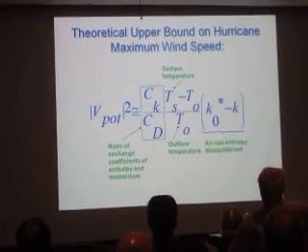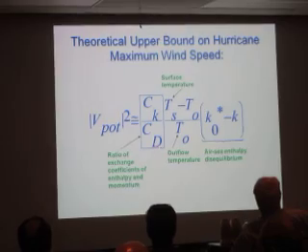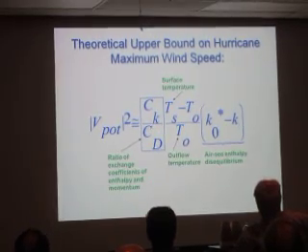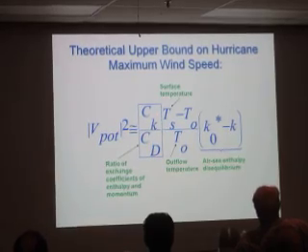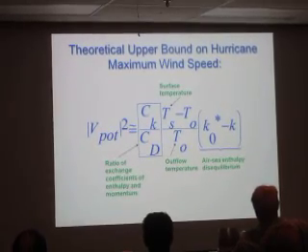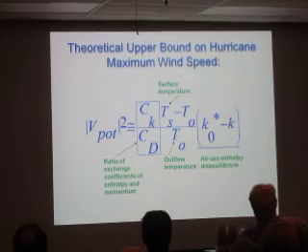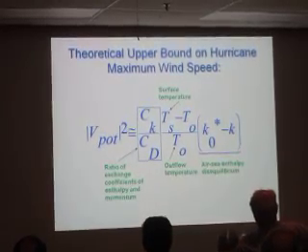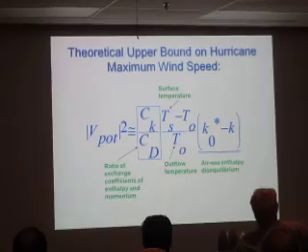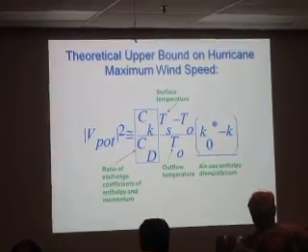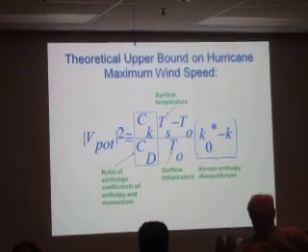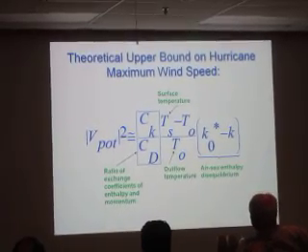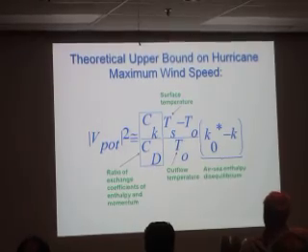And so this is a wind speed squared. This is a ratio of coefficients that govern the exchange of enthalpy between the ocean and the atmosphere and the exchange of momentum between the two fluids. This is the surface temperature. This is the temperature in the outflow at the top of the storm. And then this is the driver. It's the difference between the specific enthalpy of the sea surface and the actual enthalpy of the atmosphere. It's that thermodynamic disequilibrium that drives the hurricane.